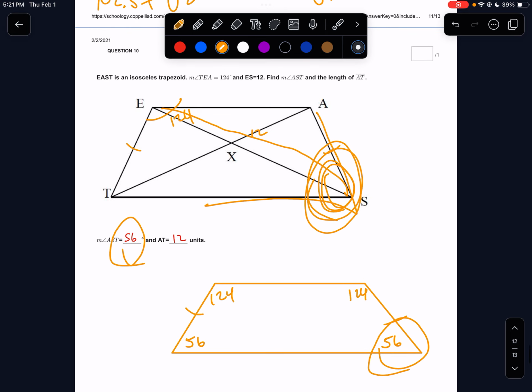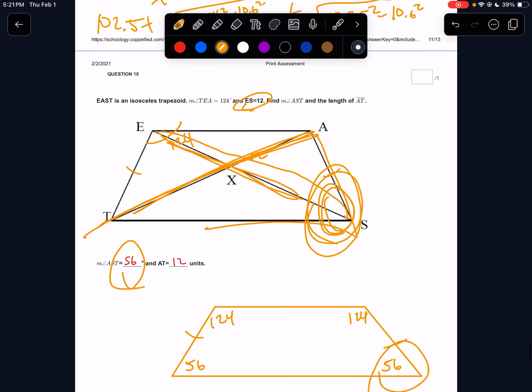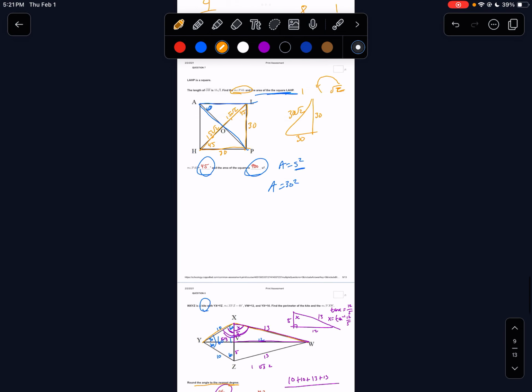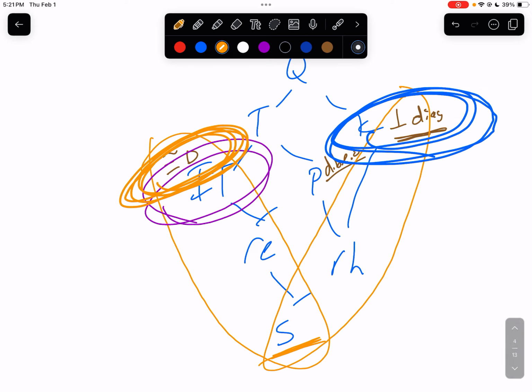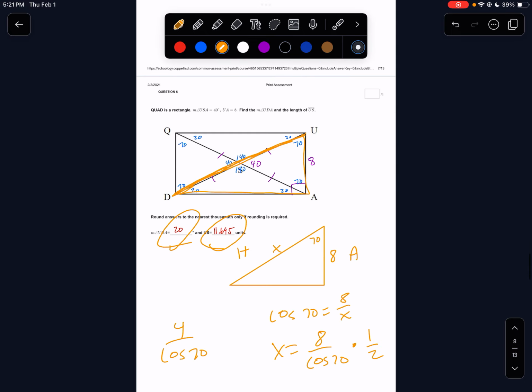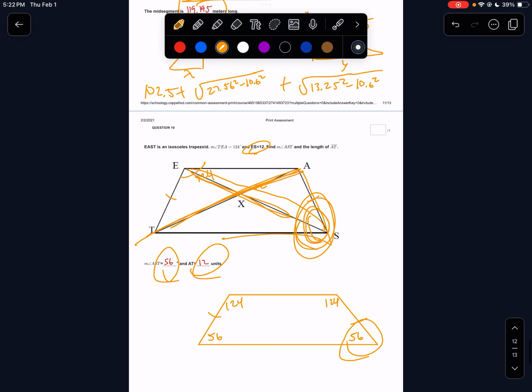And if they tell us that ES, if this diagonal is 12, then how long is the other diagonal? It's also 12. Let's scroll on up. Look. Isosceles trapezoids have congruent diagonals. So this is an isosceles trapezoid. If one diagonal is 12, then both diagonals are 12.